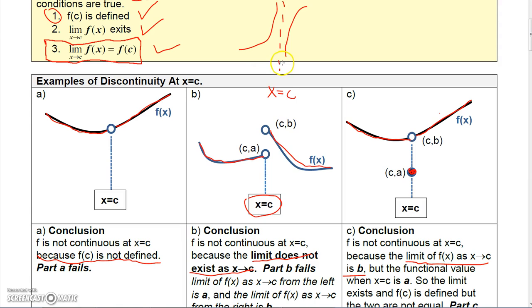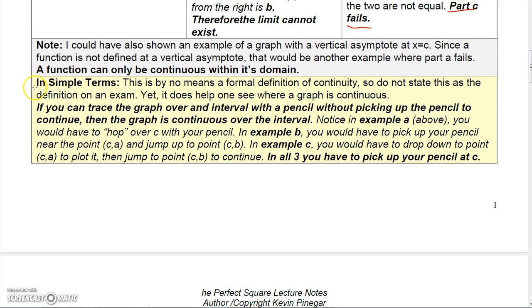And the reason it wouldn't be continuous is really because, number one, the function would not be defined at a vertical asymptote. That's the formal reason why the function is not continuous at a vertical asymptote. So what I just showed you was basically in simple terms. Now, don't try to use this as a proof on an exam, but it does help you see it.